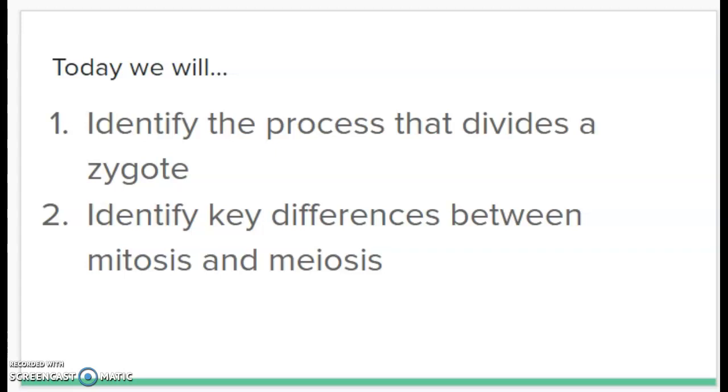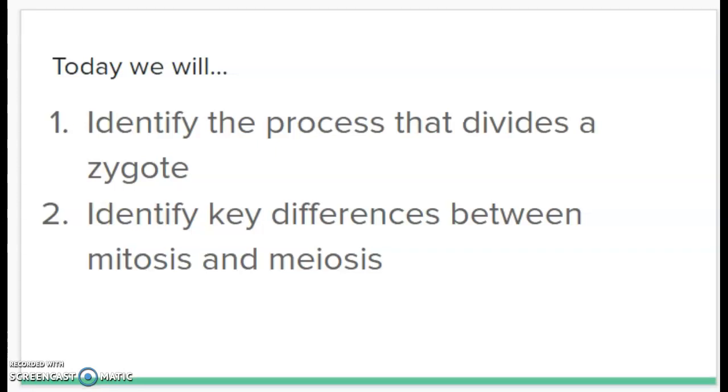Hey everyone, today we're going to talk about the next process in human reproduction, which is mitosis. So today we will identify the process that divides the zygote and identify the key differences between mitosis and meiosis.